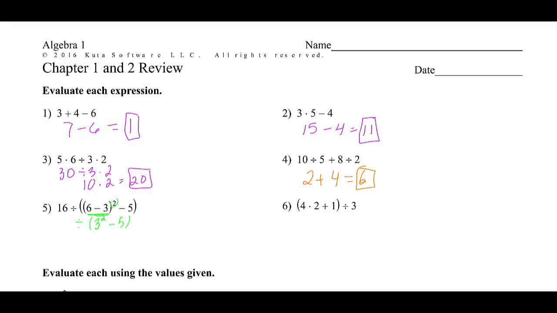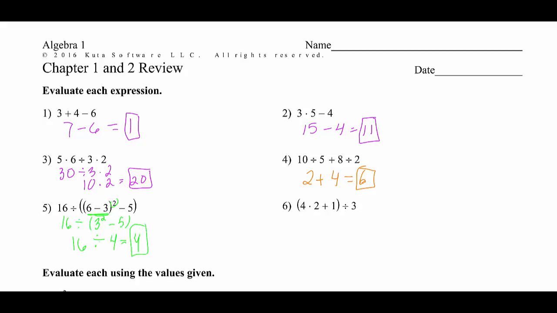Once we know what that is, we'll do 16 divided by that. So 3 squared comes first. That's 9. Minus 5 is 4. 16 divided by 4 is 4.